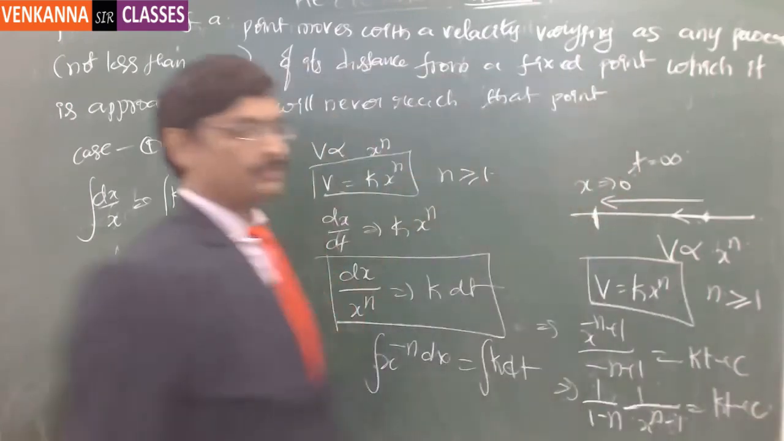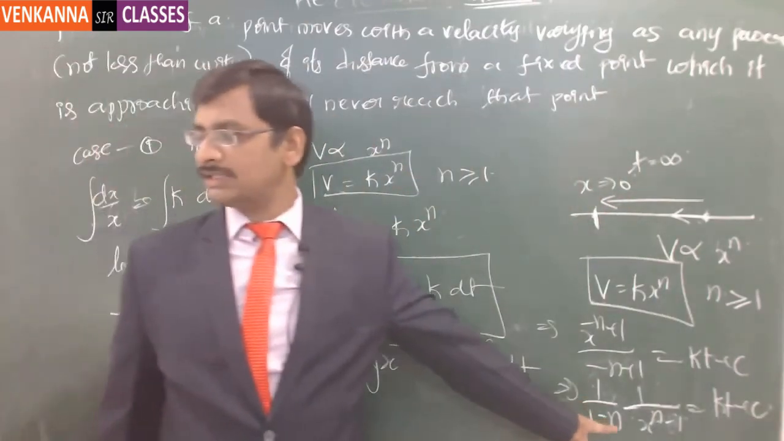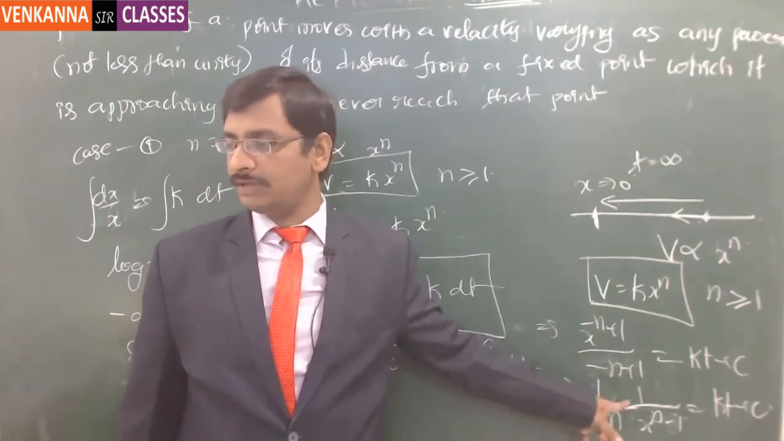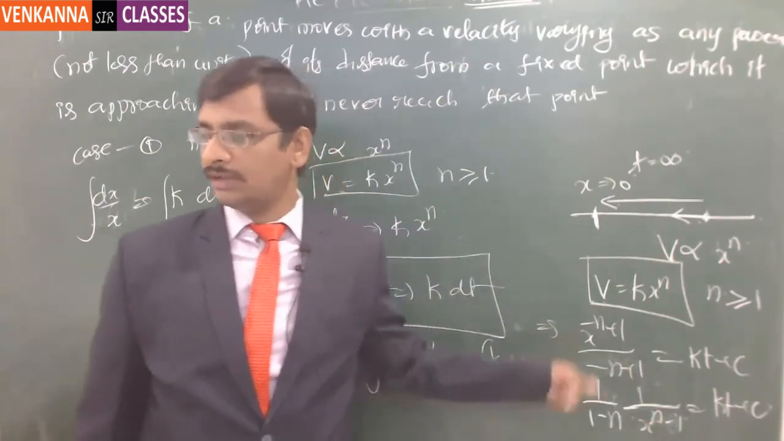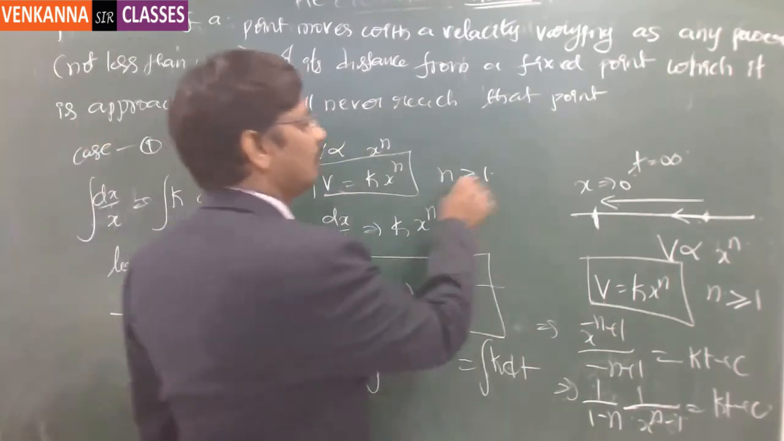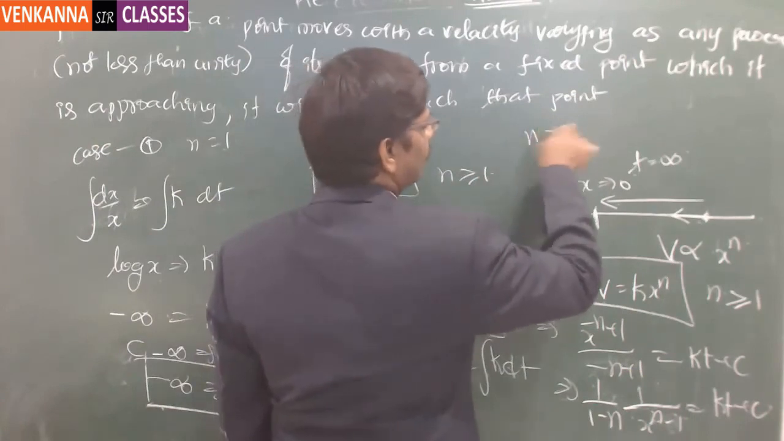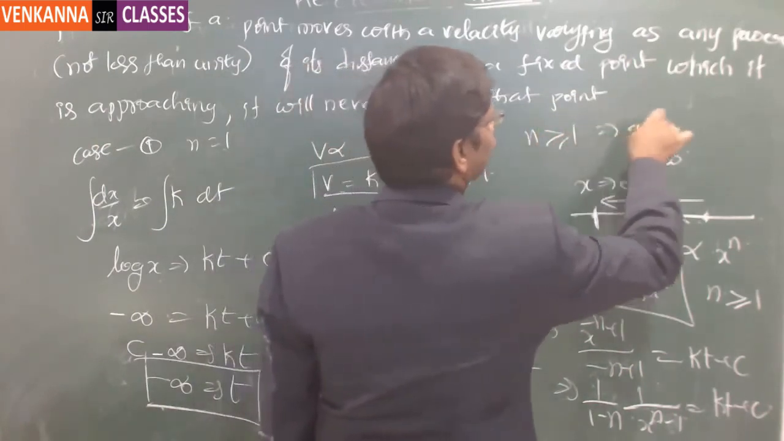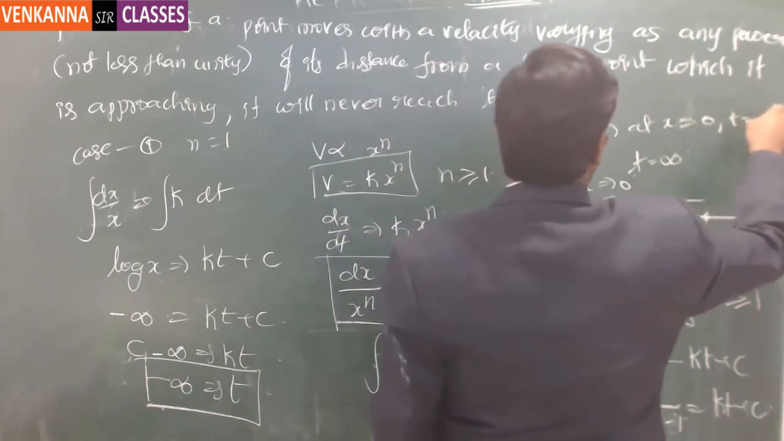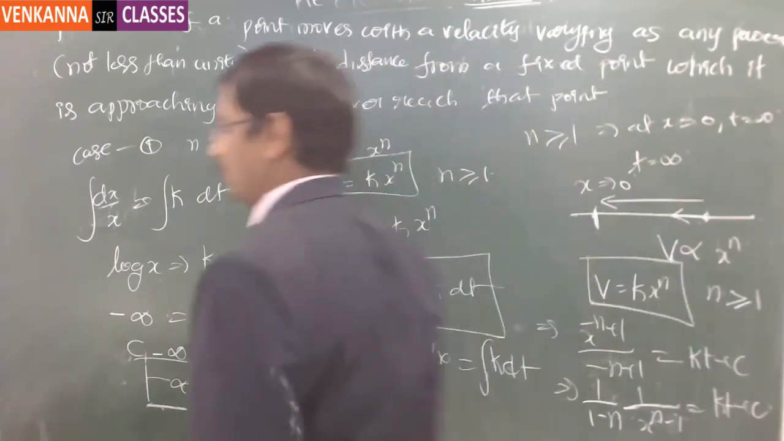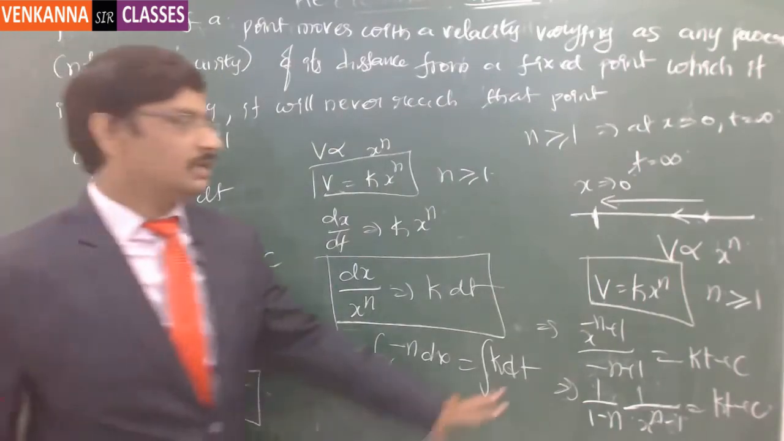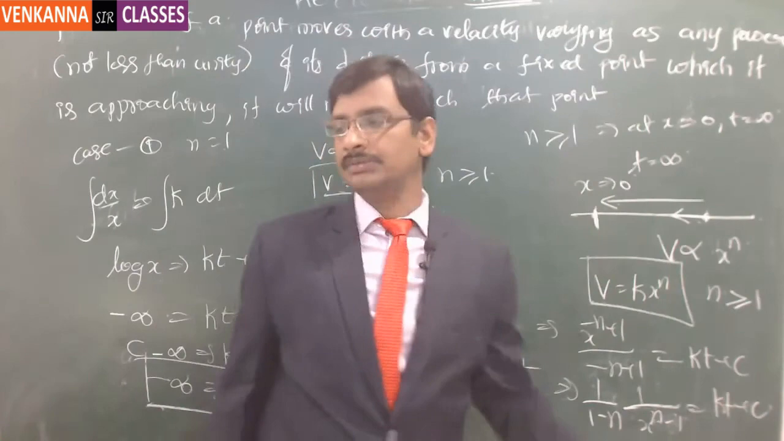Now here if I take x is equal to 0, x is coming in the denominator. Now 1 by 0 is again infinite. That means t is equal to infinite again. That means whatever may be the form, n may be 1 or may be greater than 1, so for n greater than or equal to 1, at x is equal to 0, t is equal to infinite. Got it? So this is the scenario. If it takes infinite time, which essentially means that it will never reach this particular point.